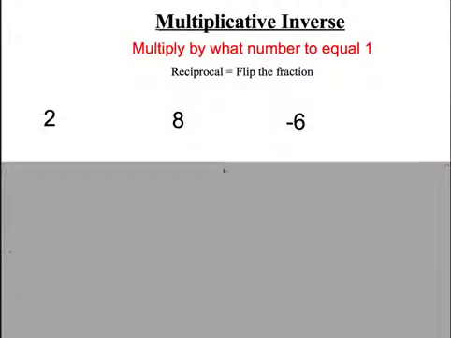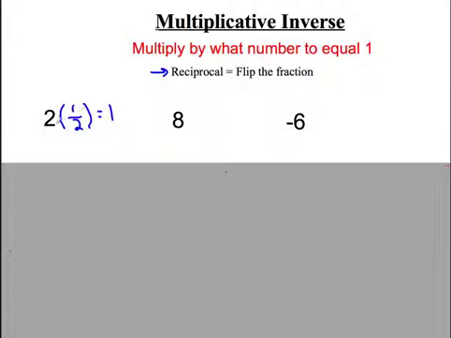So, multiplicative inverse, I'm going to times this by some number. I don't know what it is, and it's going to equal 1. So 2 times what number is 1? Well, we're going to use this reciprocal. Reciprocal means flip the fraction. Oh yeah, half of 2 is 1. That makes sense. So 2 times a half is 1.